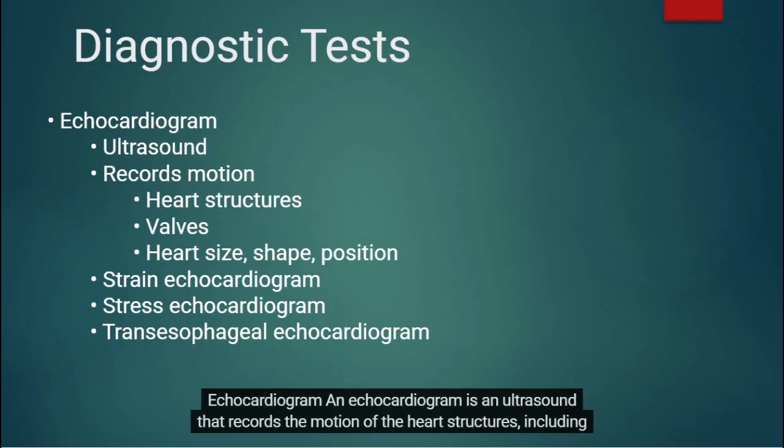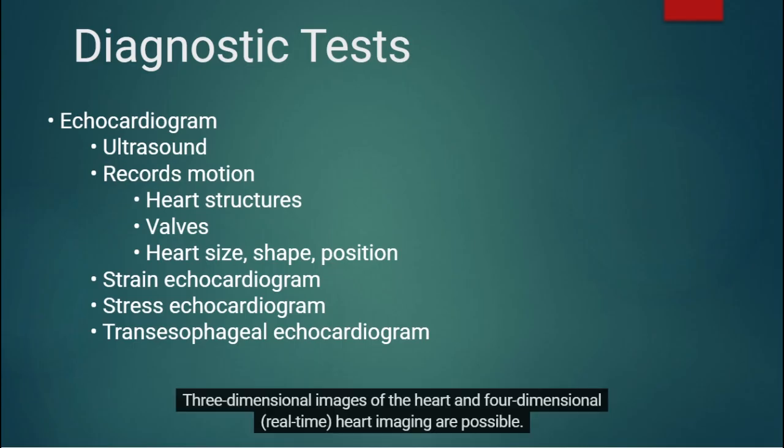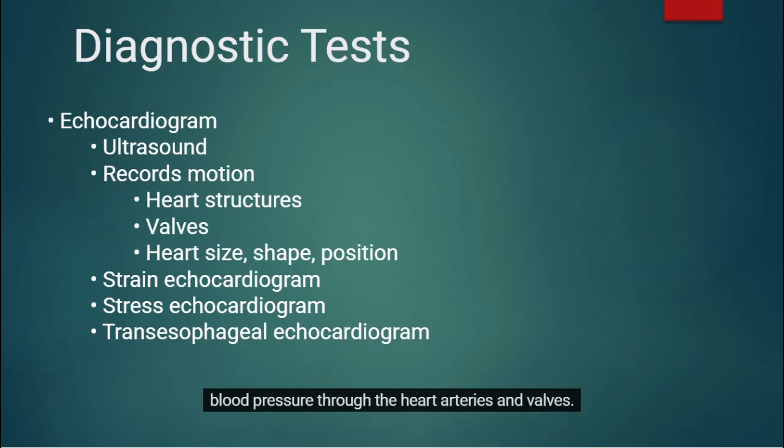Echocardiogram. An echocardiogram is an ultrasound that records the motion of the heart structures, including the valves and chambers, as well as the heart size, shape, and position. Three-dimensional images of the heart and four-dimensional real-time heart imaging are possible. Color Doppler, change in sound wave pitch as they bounce off blood cells, can record blood flow and blood pressure through the heart arteries and valves.